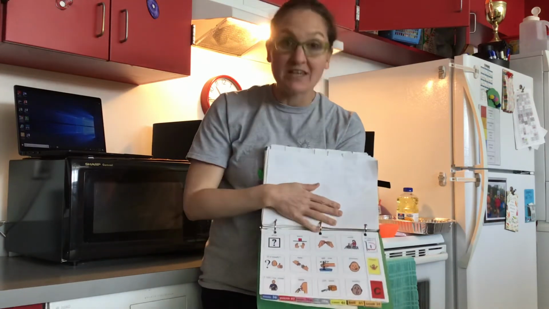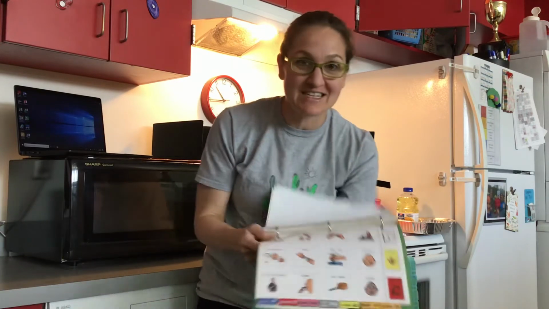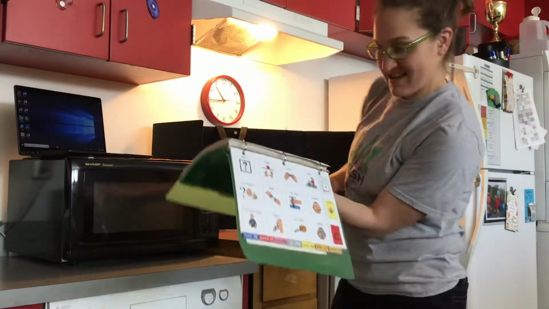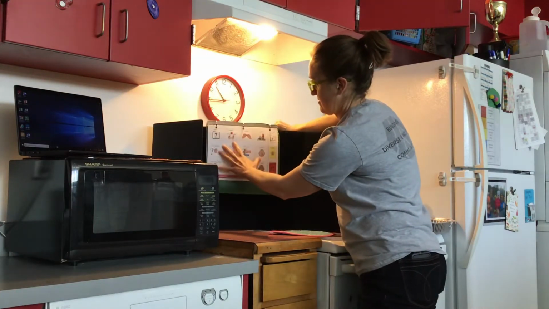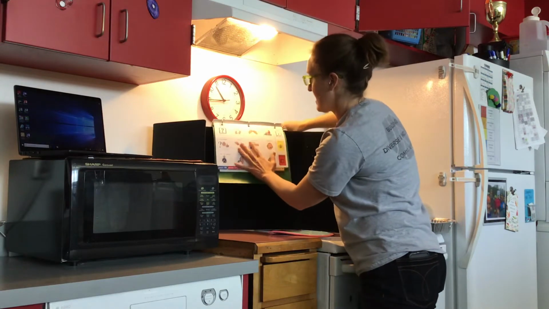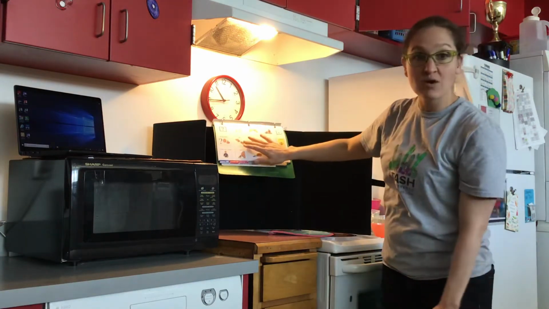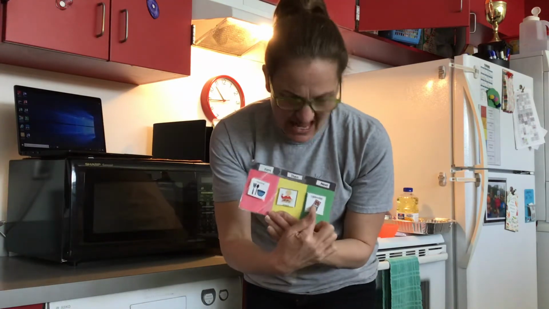Here are our cooking words. We're going to make Rice Krispies today. Okay, there's our words. Let's look at our schedule. First, we're going to cook Rice Krispies. Then we're going to eat Rice Krispies. And then we'll do a calendar activity. It's going to be so fun.